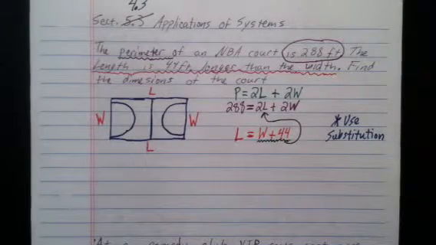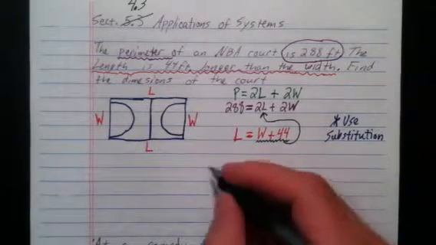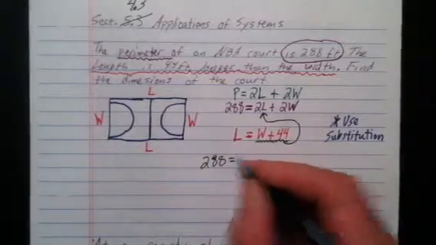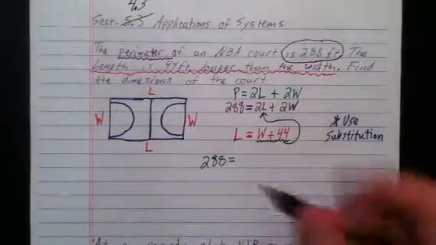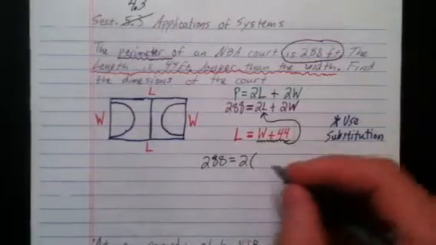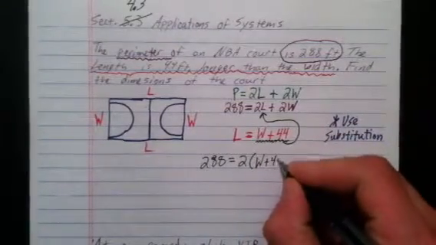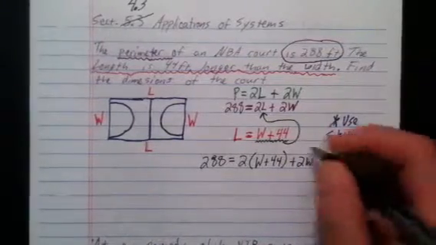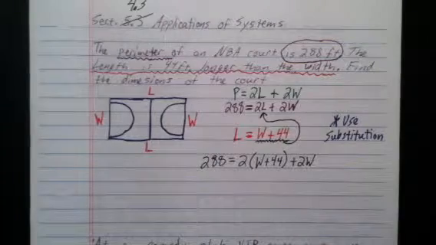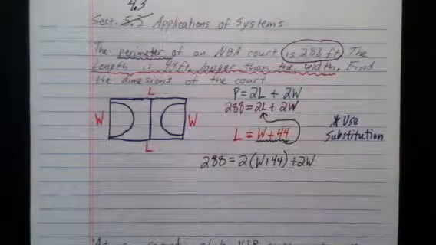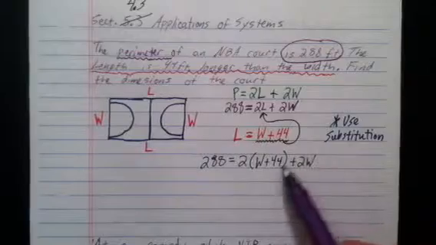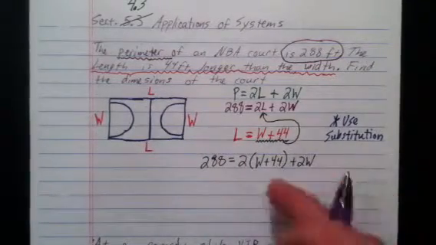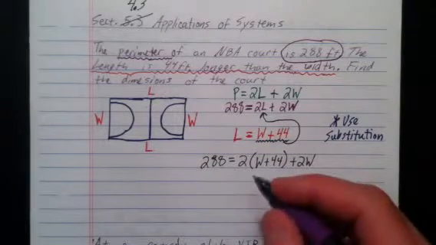So, doing that, we're going to have 288 equals 2 times our length. Well, our length we're replacing with w plus 44, then plus 2w that was already in the perimeter equation. Okay, so we just drop that piece down. Now that we've substituted that into the first equation, now we have an equation that's just involving the variable w. And now we can move some things around and solve for w.